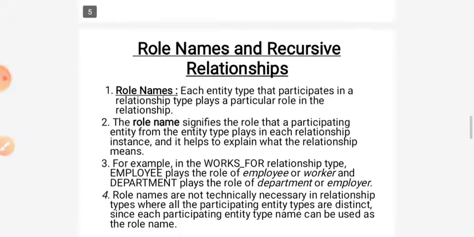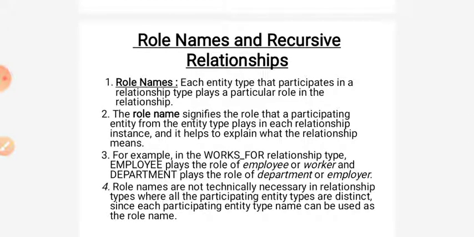Role names and recursive relationship. Each entity type that participates in a relationship type plays a particular role in the relationship. The role name signifies the role that a participating entity from the entity type plays in each relationship instance, and it helps to explain what the relationship means. Students, role name is the role played by the entity.